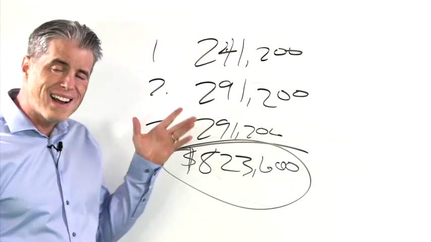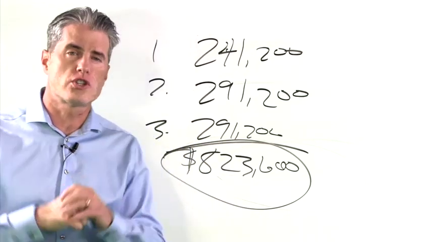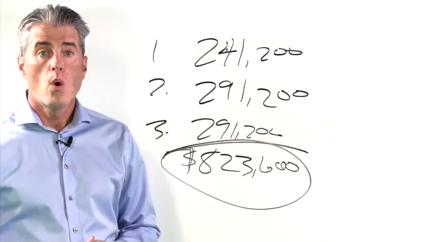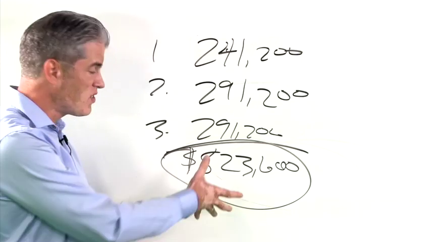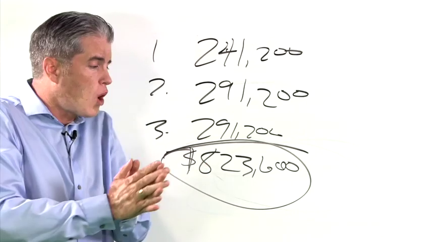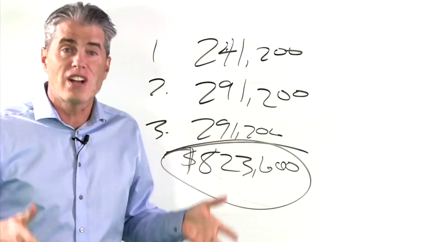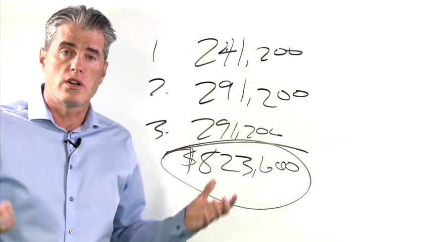What would you do with $823,000 3 years from right now? Would you pay down debt? Would you invest in your retirement? And this is if you're just average. We've had people who have grown $400,000, $500,000, $600,000, $700,000, $800,000 in 1 year's time.